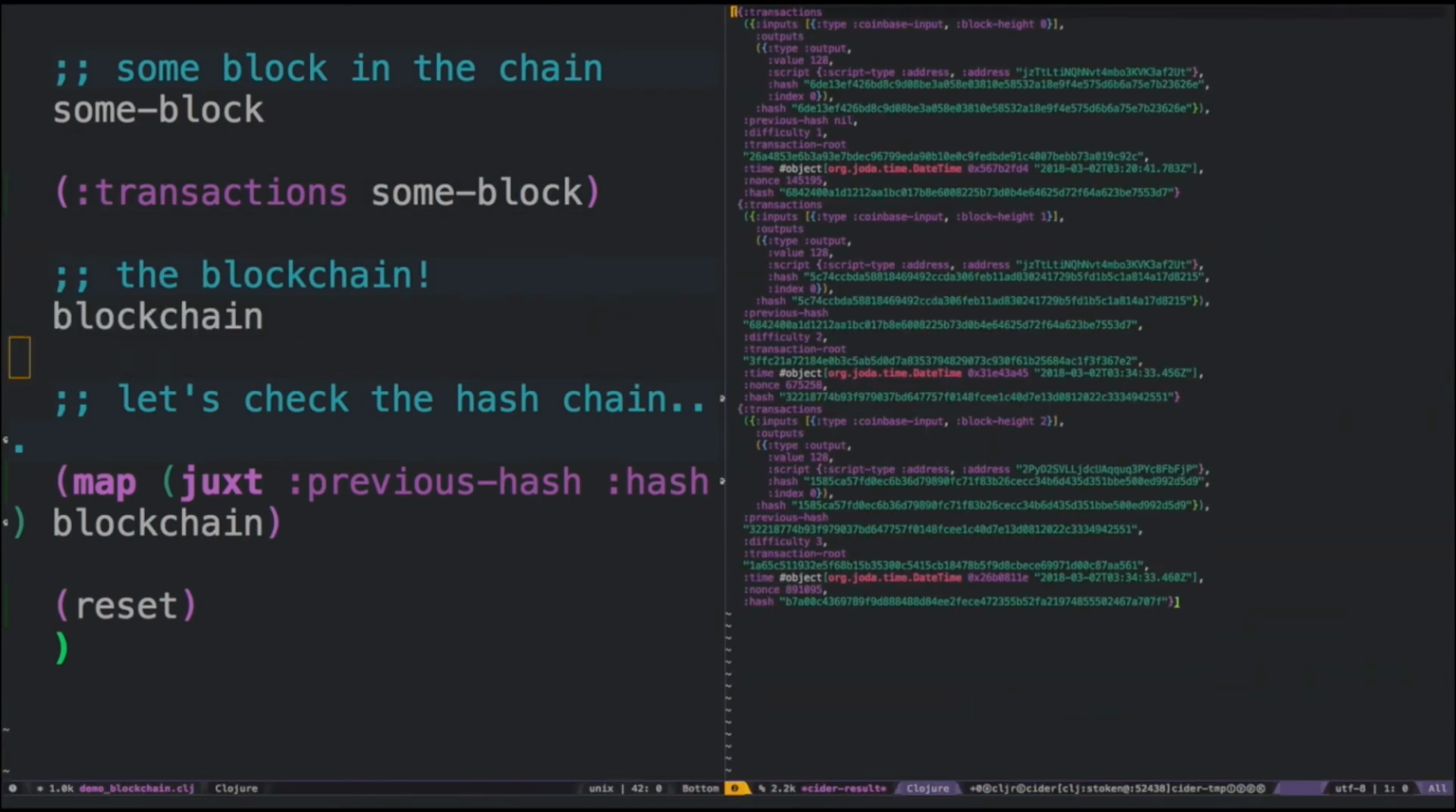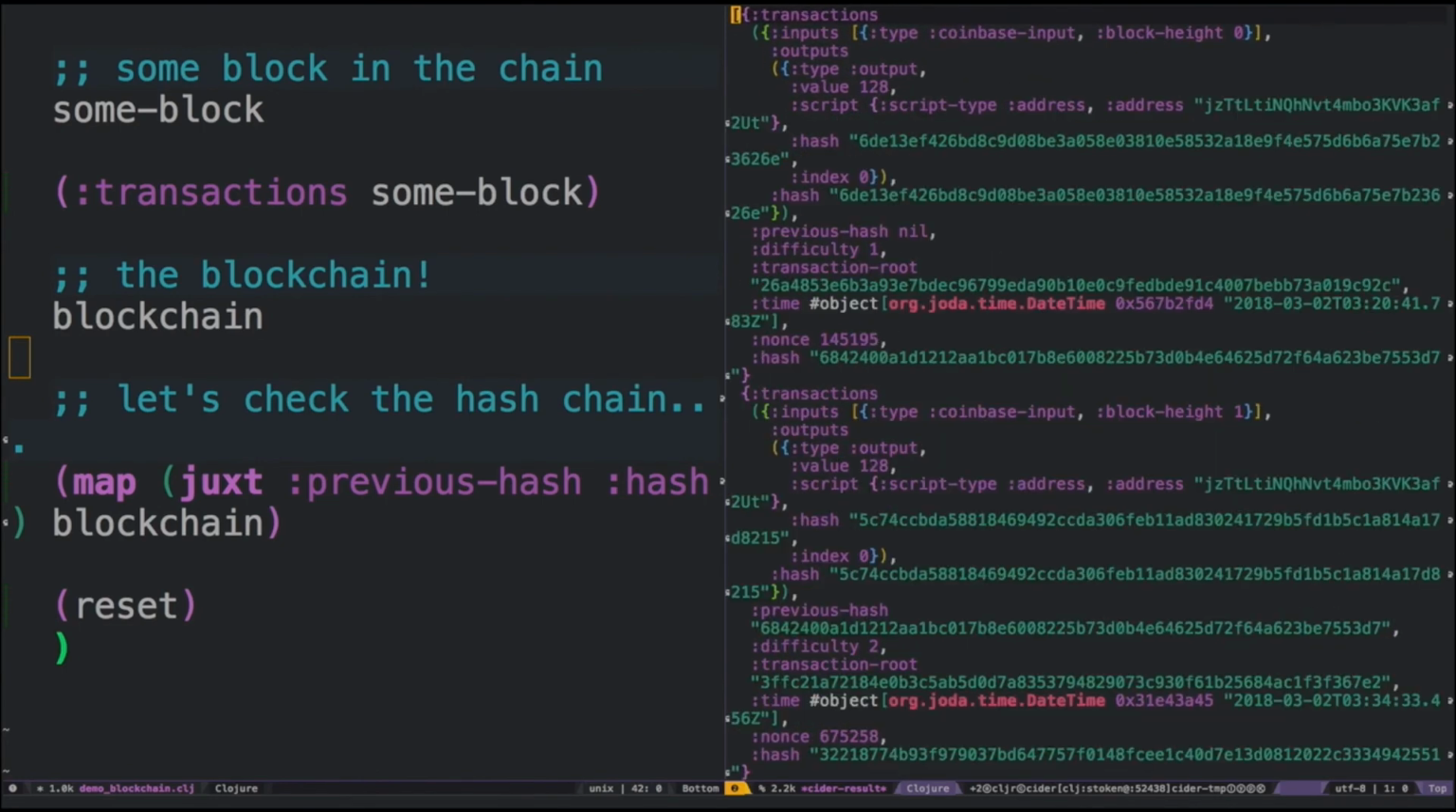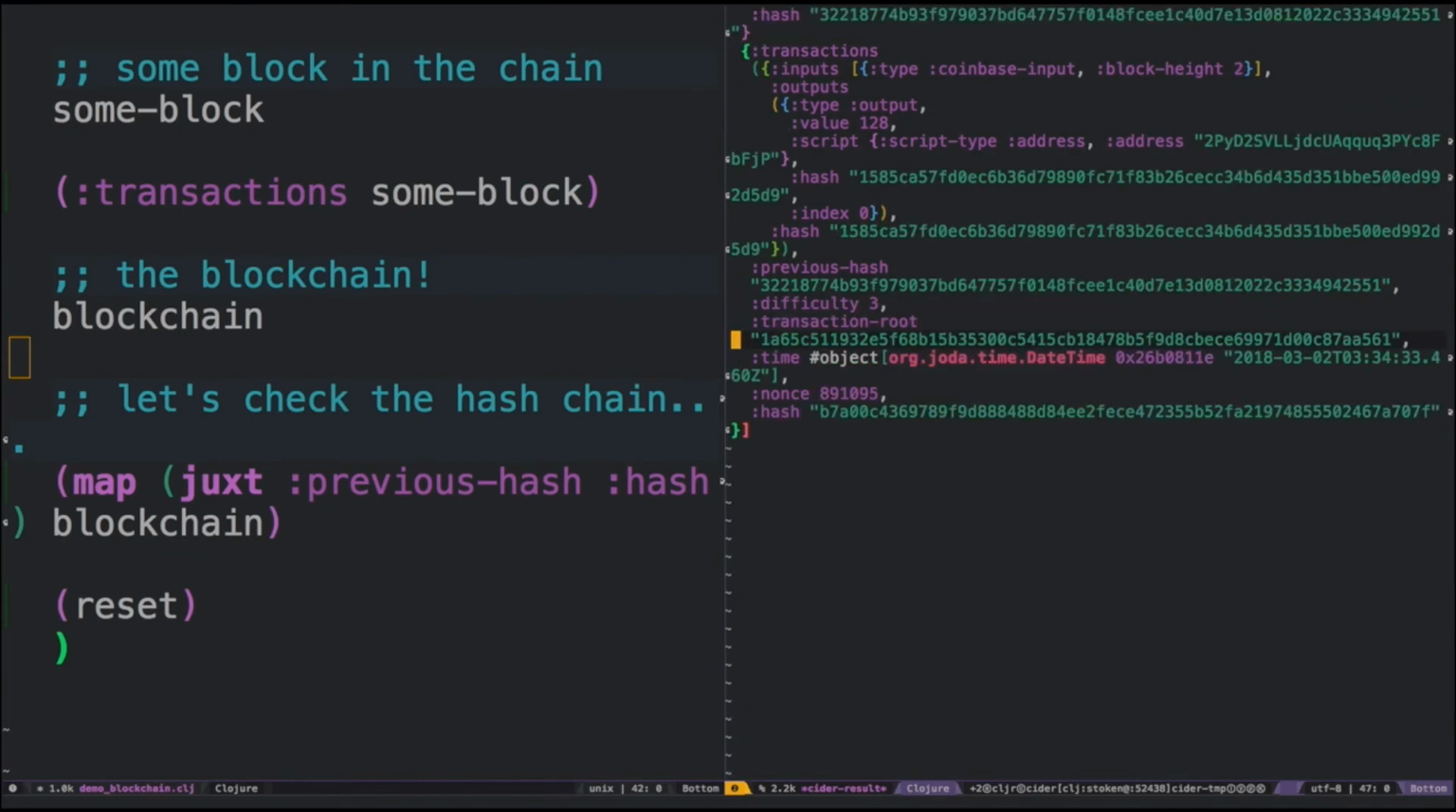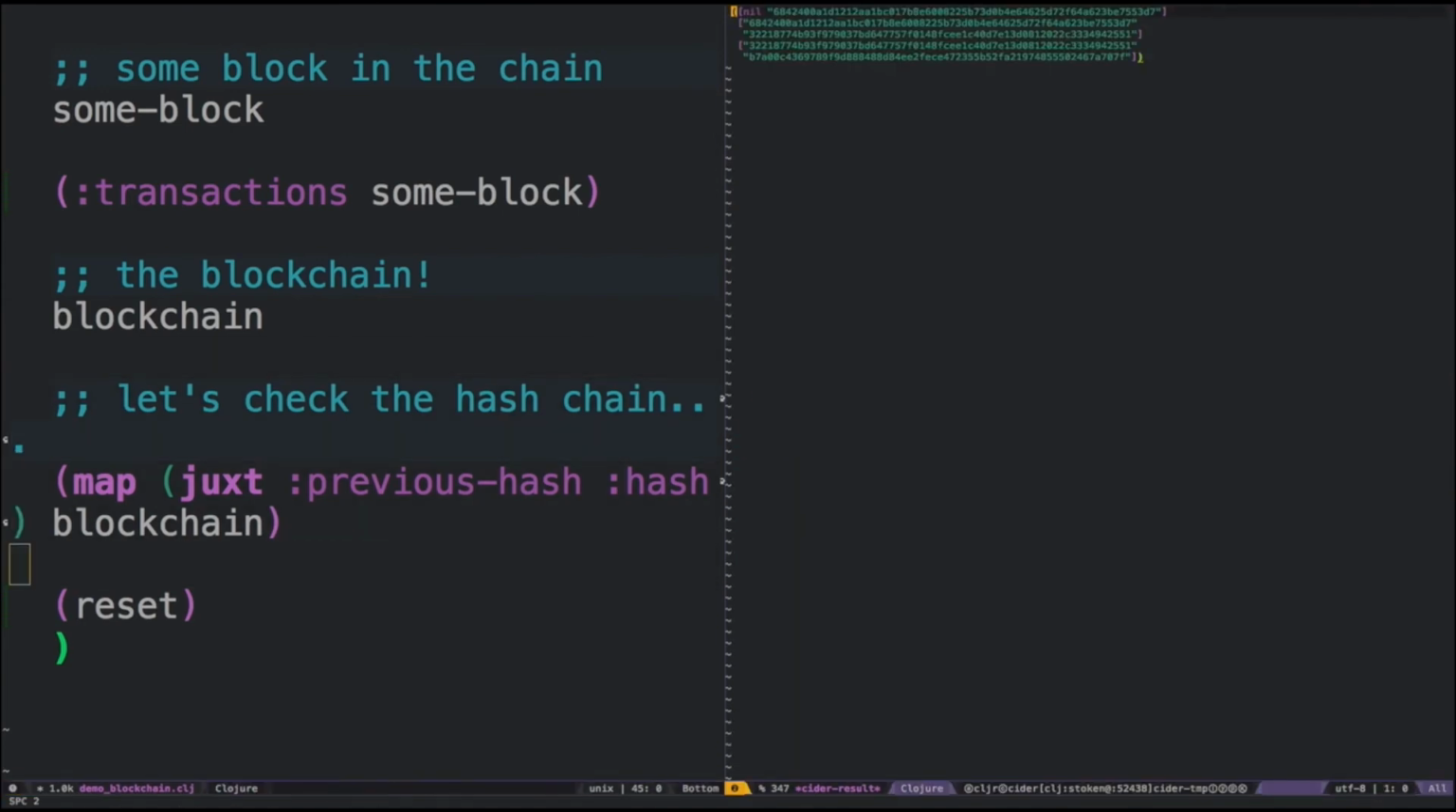And here's the full blockchain so far. The way this is set up is there's a network of 3 peers running locally on my machine. They have all agreed on this single blockchain, which again is just this vector of blocks, which yes, is a lot of data.